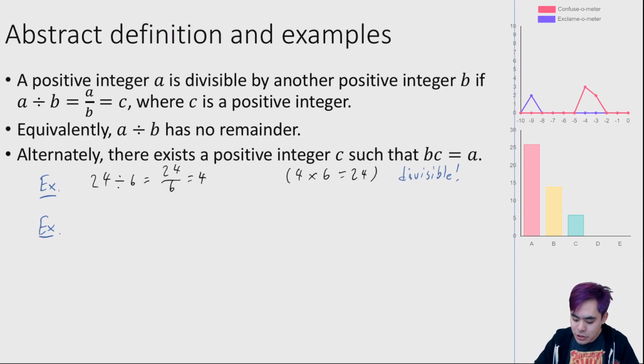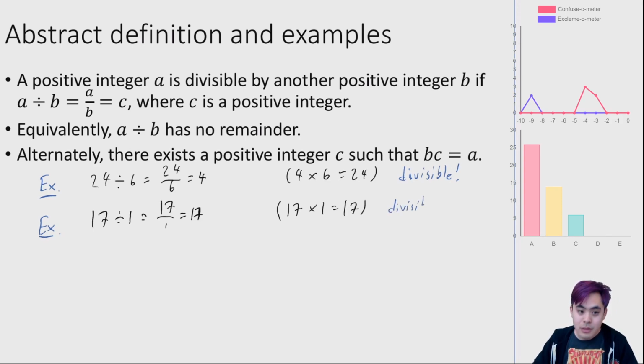Let's do another one. So 17 divided by 1 is equal to 17 over 1, which is equal to 17. And we also know that 17 times 1 is equal to 17. And so this is also divisible. One thing you should pretty quickly notice, if you didn't know it already, is that every positive integer is divisible by 1. And let's give one more example.